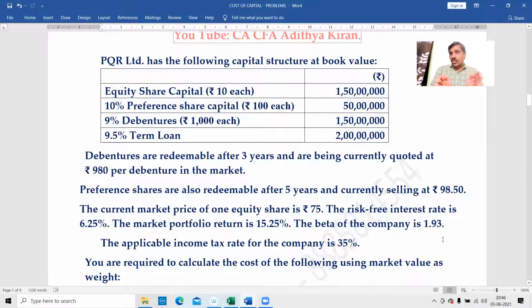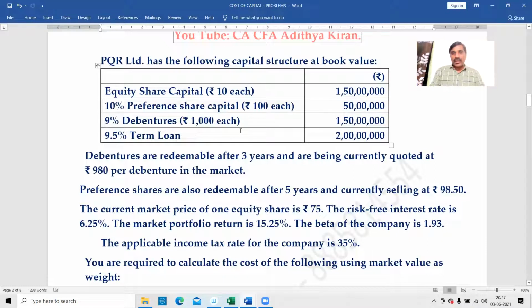I have to balance both your conceptual knowledge and also the examination speed and examination scoring. That is the reason one problem I am doing conceptually, another problem I am doing formula based. Next, PQR Limited, this is the point.